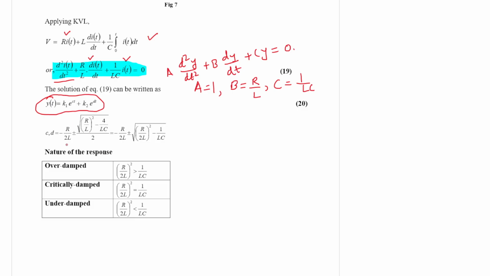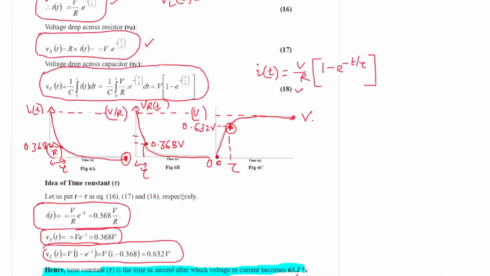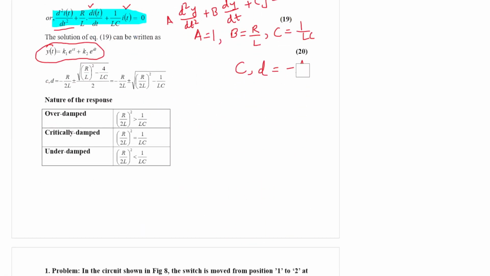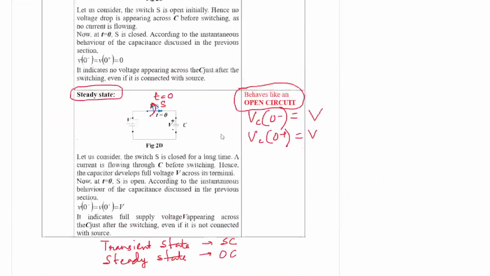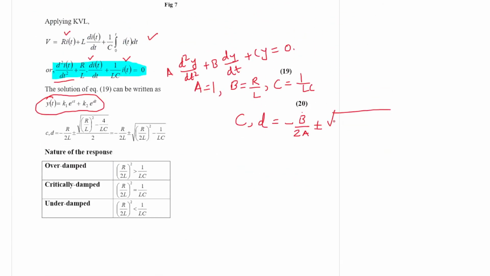So what is that formula? Let me write it down. c and d are equal to minus B by 2A plus minus root under B square minus 4AC by 2A.